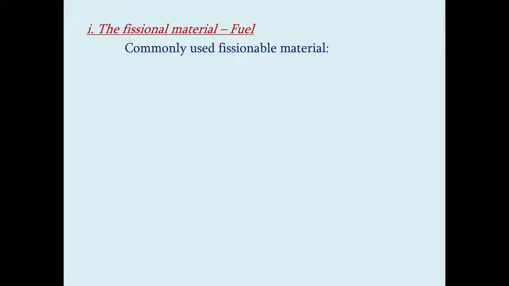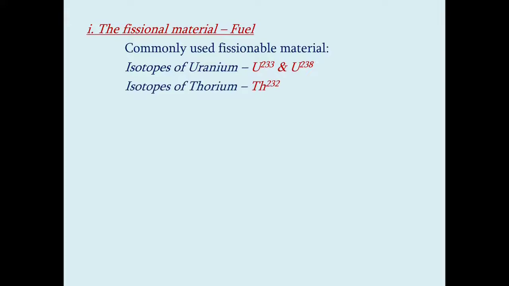Now, let's discuss each part of a nuclear reactor in detail. The first part is the fissionable material. There was a typographical error on the slide: it is the fissionable material, or the fuel. The most commonly used fissionable material or fuel is heavy nuclei, like the radioactive isotopes of uranium such as U-233 and U-238, thorium-232, and isotopes of plutonium: Pu-239, Pu-240 and Pu-241. These are the most common fission materials used.